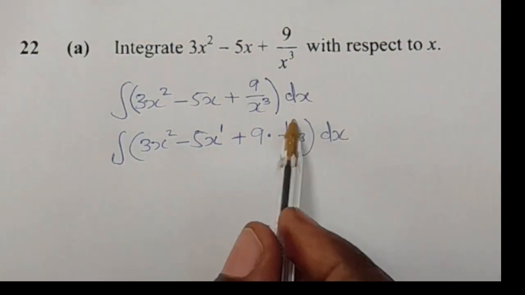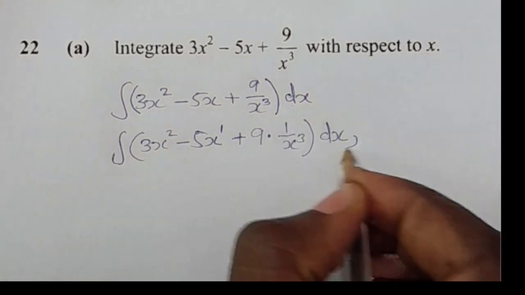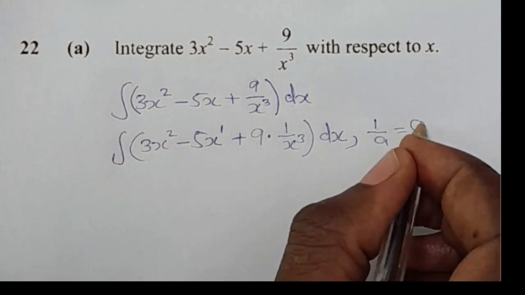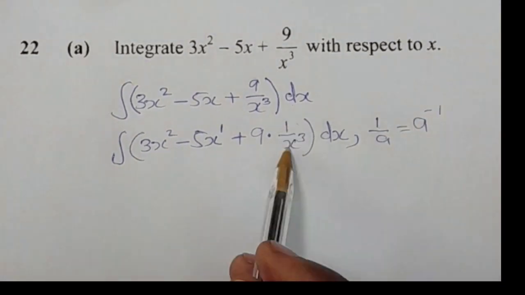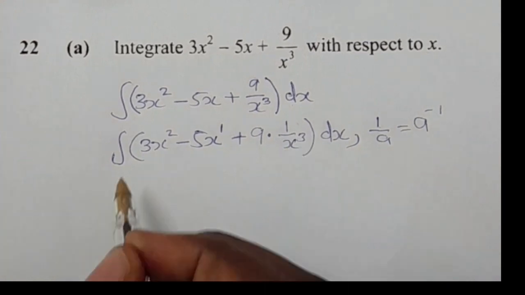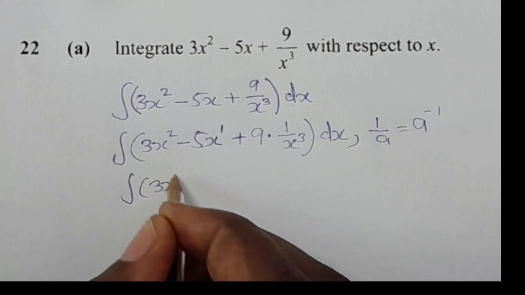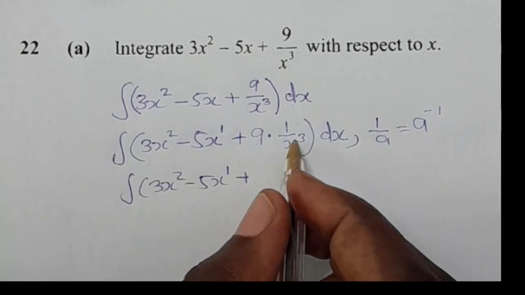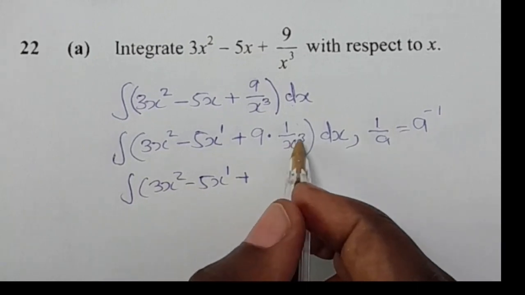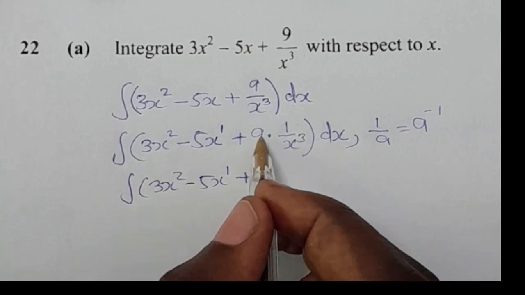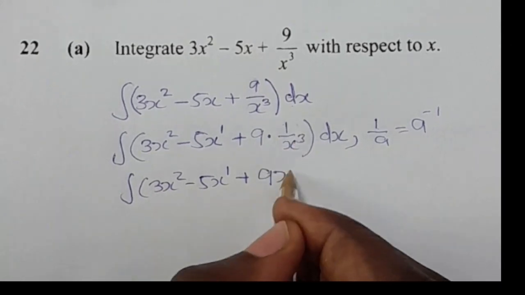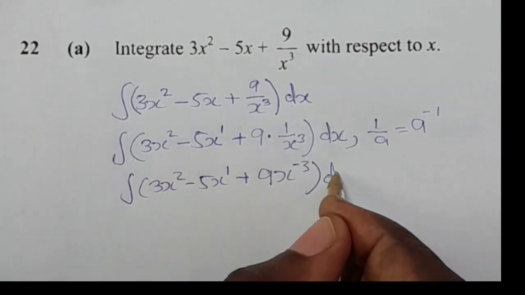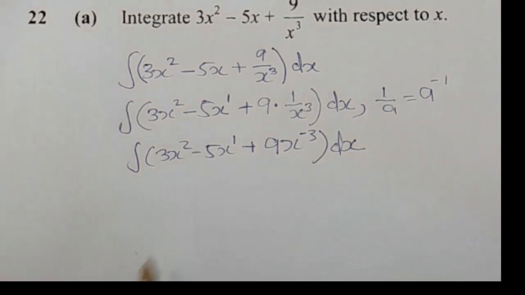Now in indices, 1 over a is same as a to the power negative 1, meaning this is same as x to the power negative 3. So we are going to have 3x squared minus 5x to the power 1 plus this becomes x to the power negative 3. Then x to the power negative 3 times 9 will be 9x to the power negative 3, and everything being integrated with respect to x. So now we can go ahead and integrate.